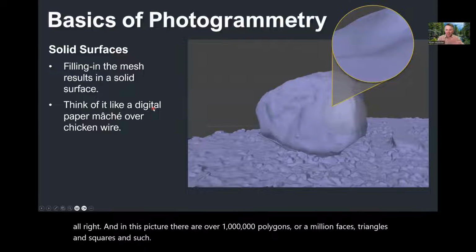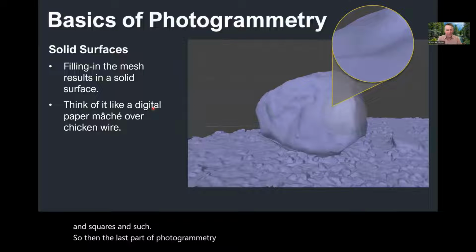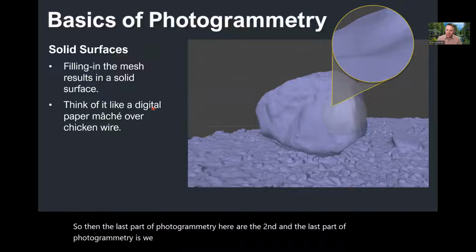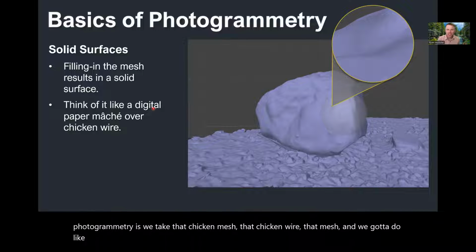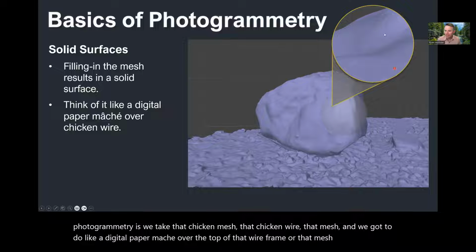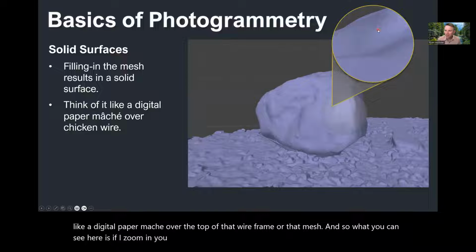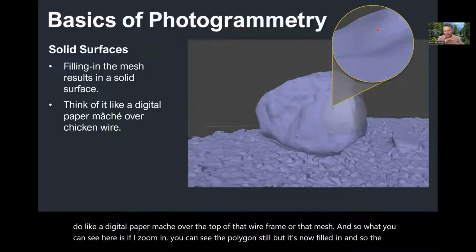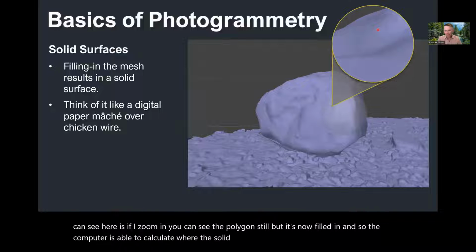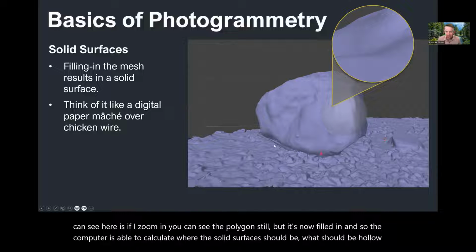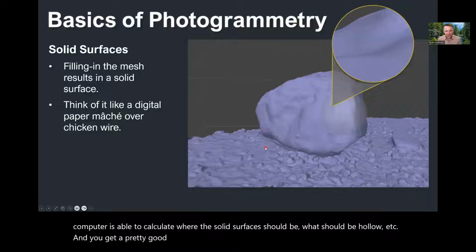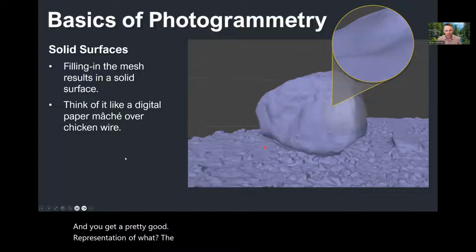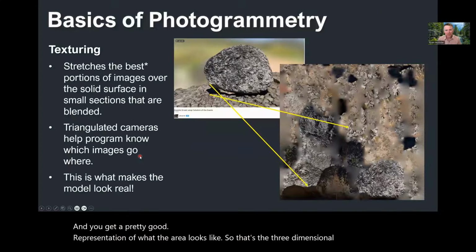So then the second to last part of photogrammetry is we take that chicken wire, that mesh, and we do like a digital paper mache over the top of that wire frame or that mesh. And so what you can see here is if I zoom in, you can see the polygon still, but it's now filled in. And so the computer is able to calculate where the solid surfaces should be, what should be hollow, etc. And you get a pretty good representation of what the area looks like. So that's the three-dimensional model. It doesn't really look like a rock yet.